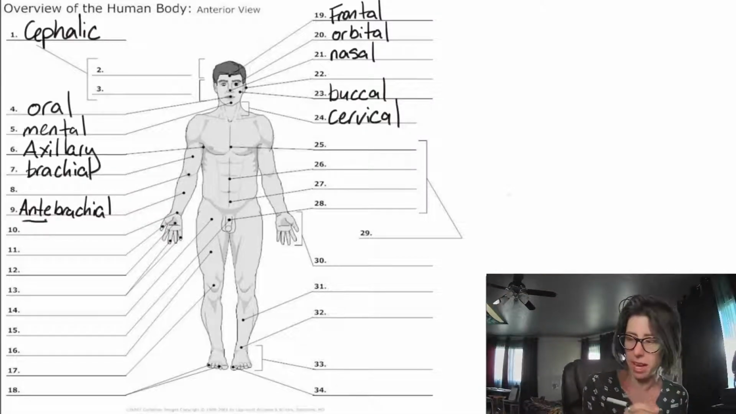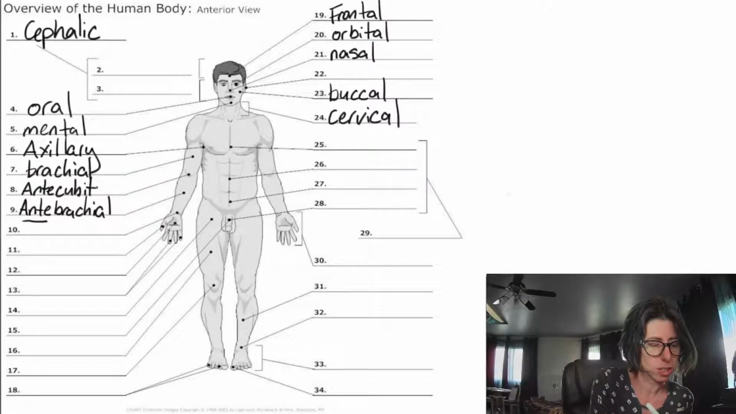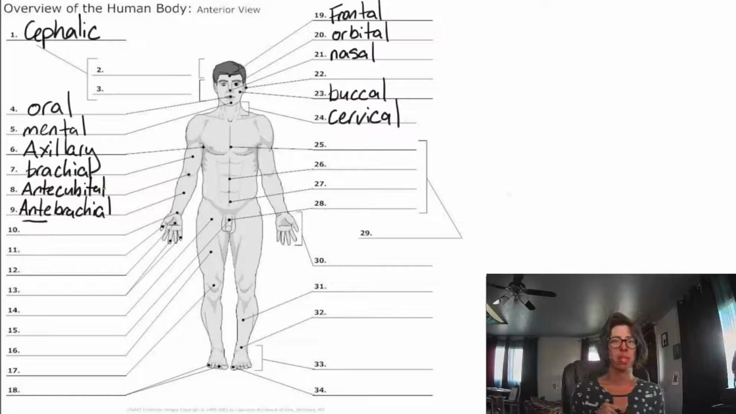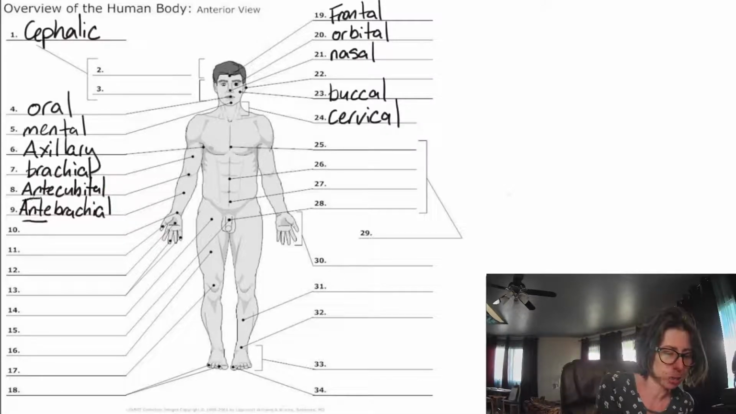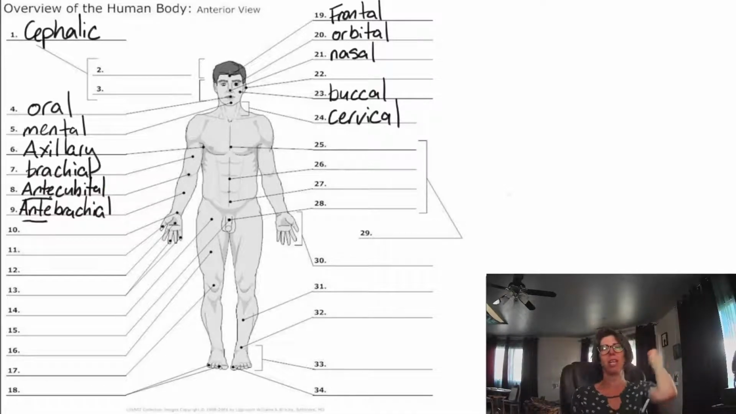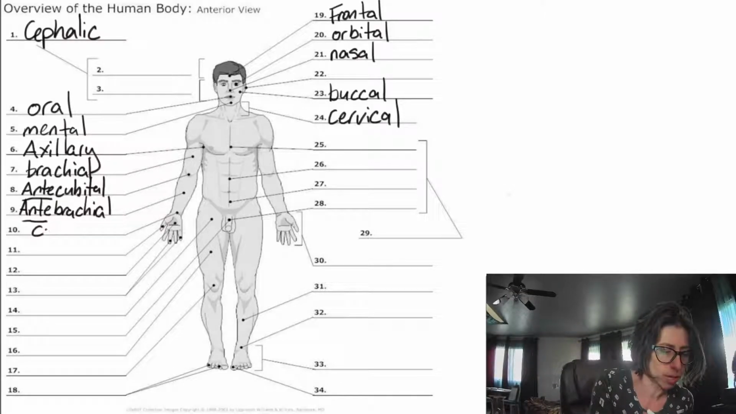So then we have the antecubital region. Antecubital region. The antecubital region is the front of your elbow, so that has ante again, which means front. So that might allow you to guess that the cubital region is just your elbow. So cubital, antecubital, brachial, antebrachial. Okay. And then we have the carpal region for wrist.